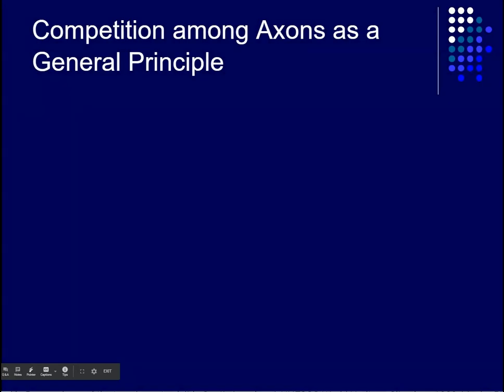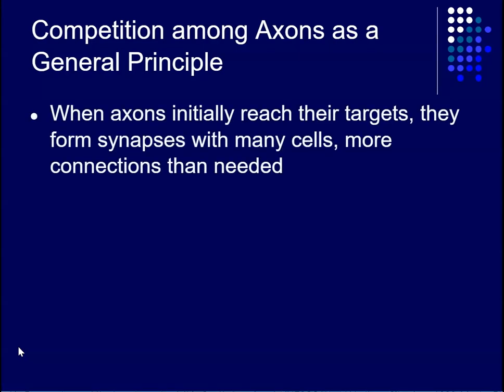So we've learned that in early development, axons can navigate their way to almost exactly the right spot that they're supposed to make synapses. But they don't always know exactly the right spot to make a synapse, and they don't always make the correct number of synapses. After this initial step, the developing organism uses experience and patterns of activity in order to shape and fine-tune the connections. When those axons initially reach their targets, they actually form synapses with many cells. They make more connections than are really needed. We say that they make synapses promiscuously.